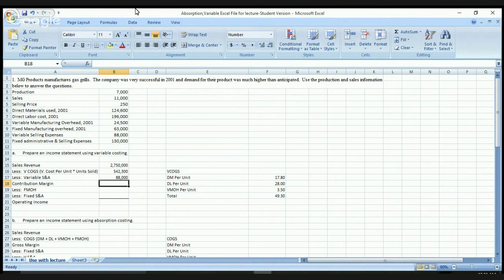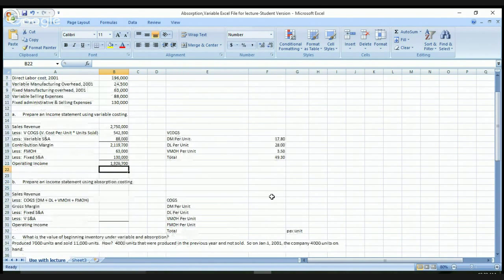Now, to get my contribution margin, I'm going to take the revenue minus the variable costs. And if I take that number, I get 2,119,700. Now, the next thing I'm going to take is the fixed manufacturing overhead cost of 63,000. And then I'm going to take the fixed selling and administration cost of 130,000. I'm going to back that out of my contribution margin, and I get 1,926,700 with variable costing.